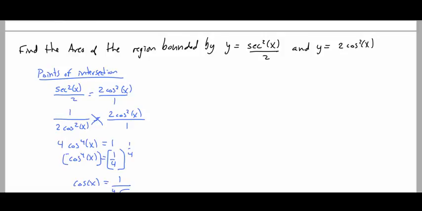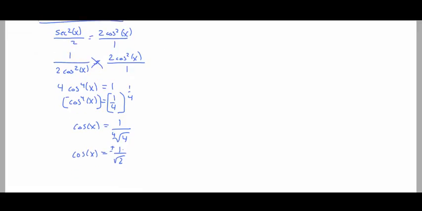That means to take the square root twice. So the square root of 4 is 2, and the square root of 2 is the square root of 2. So this is plus or minus root 2. Now this doesn't look as familiar in this form. Let's look at this as the cosine of x equal plus or minus the square root of 2 over 2.